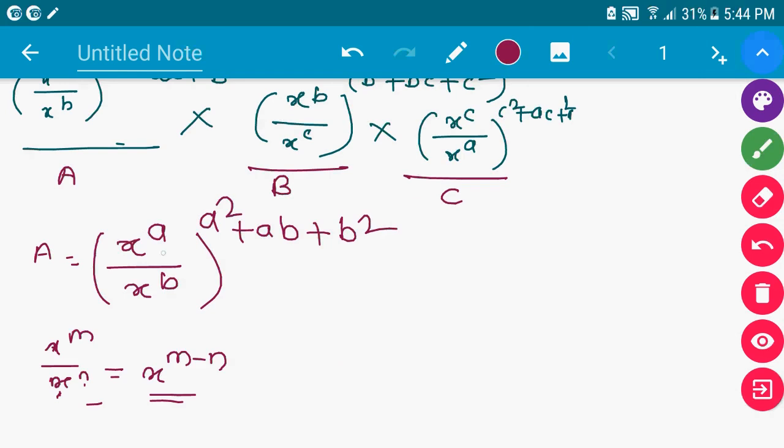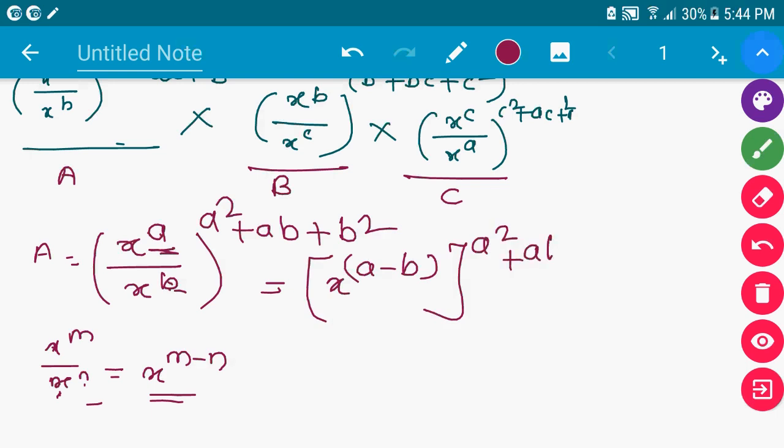So what we do here is x raised to a minus b, this a minus b raised to a square plus ab plus b square. Now x raised to a minus b means x का एक्सपोनेंट है a माइनस बी एंड उसका एक्सपोनेंट है a स्क्वायर प्लस ए बी प्लस बी स्क्वायर.